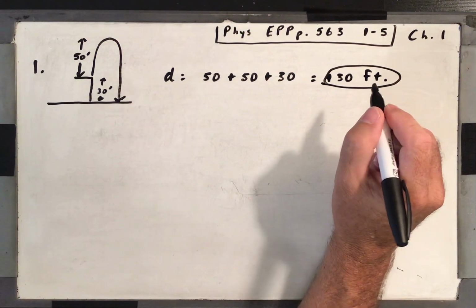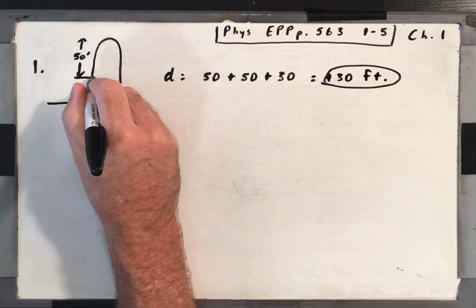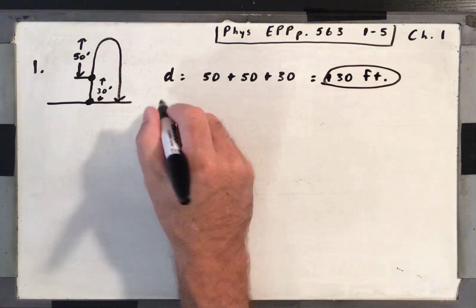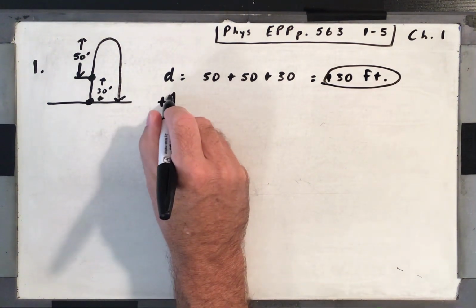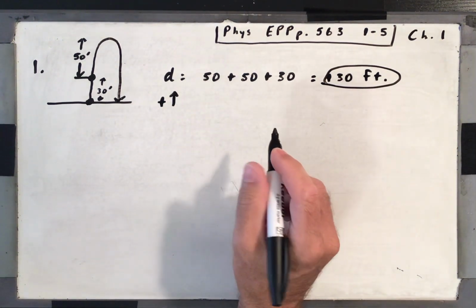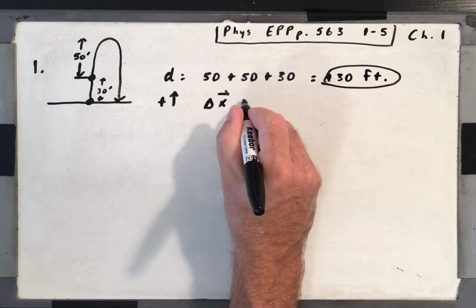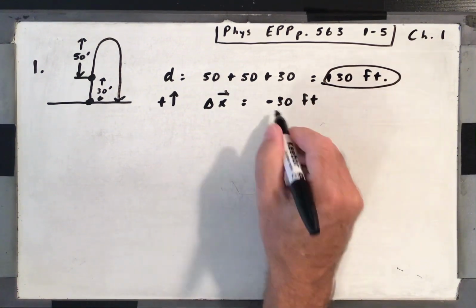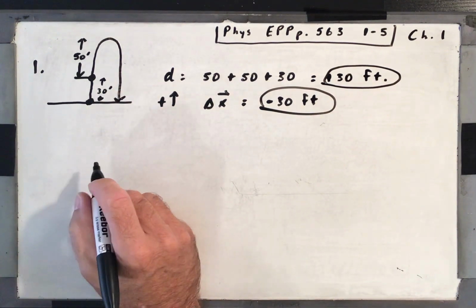All right, and so what is the displacement? Well, the displacement is just going to be from here where it started to here where it finished. And if we define the positive direction as up, then the displacement, which is a vector, is going to be minus 30 feet. So that minus sign is really important since we are going down.